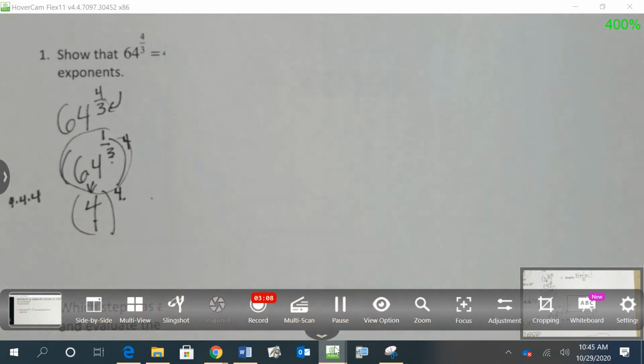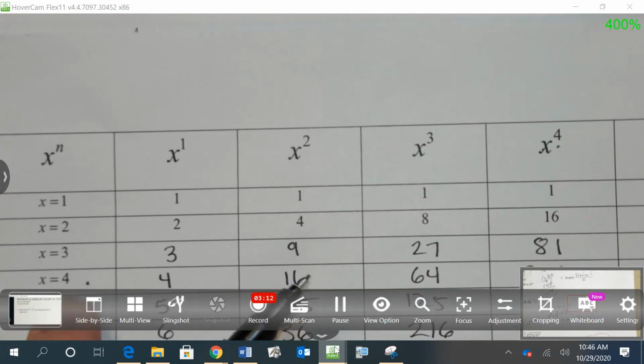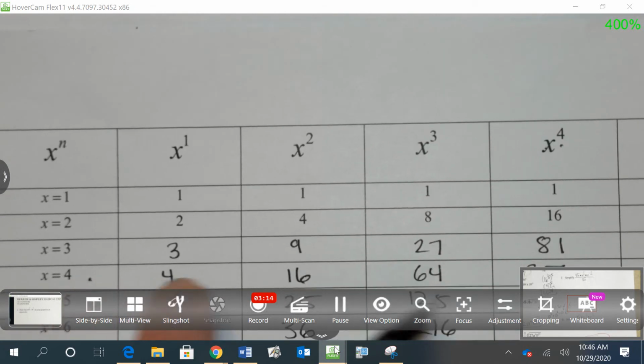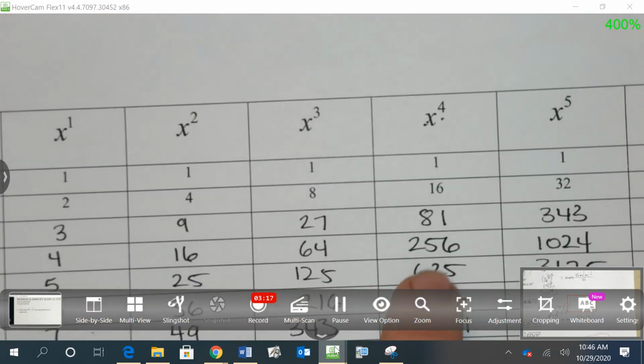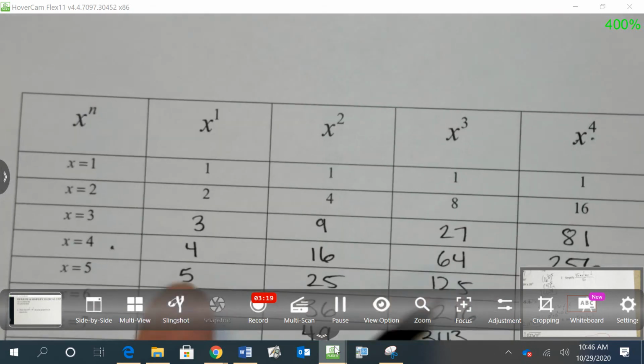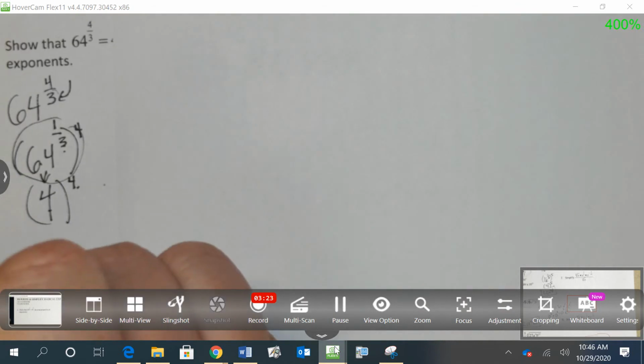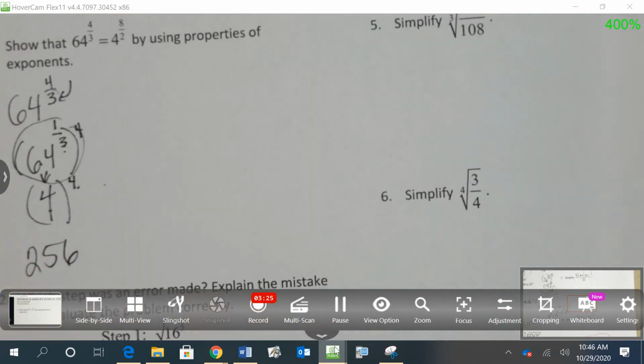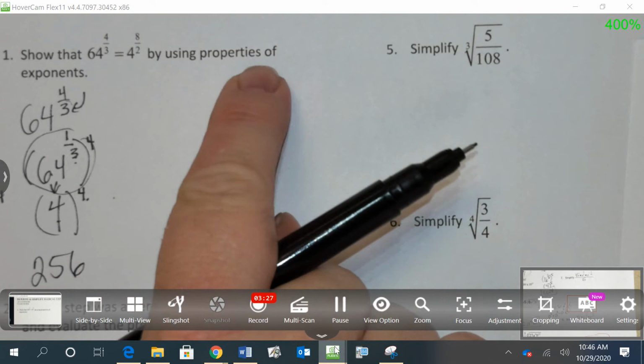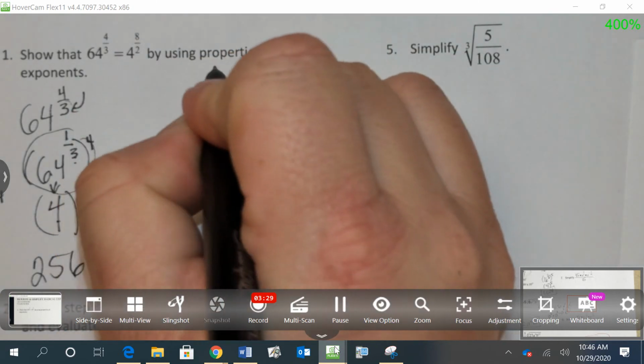4 to the 4th. Well, sure, you could use a calculator, you can multiply by hand, or find 4, and we want to go 4 to the 4th. This is first, second, third, and 4th. Correct answer, again, 1, 2, 3, 4 is 256. I'm going to do the same on the right-hand side using properties of exponents.